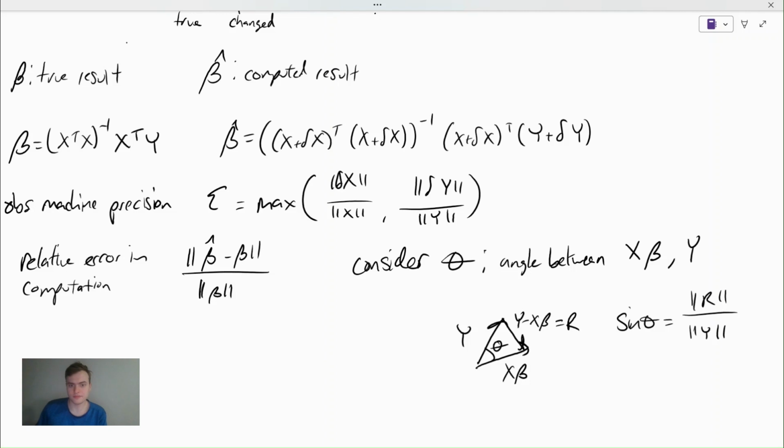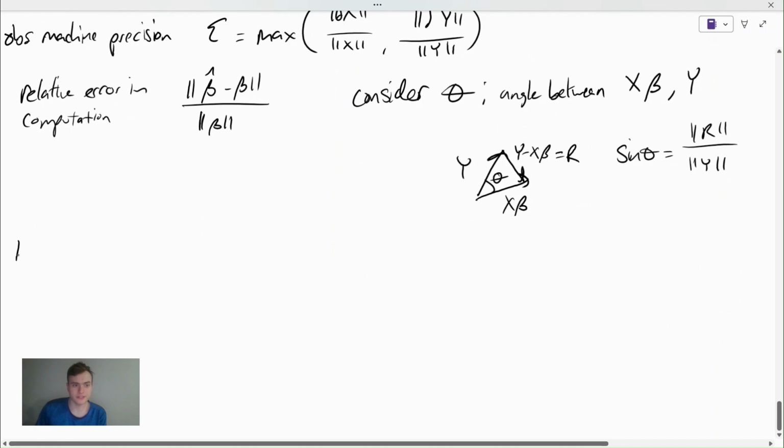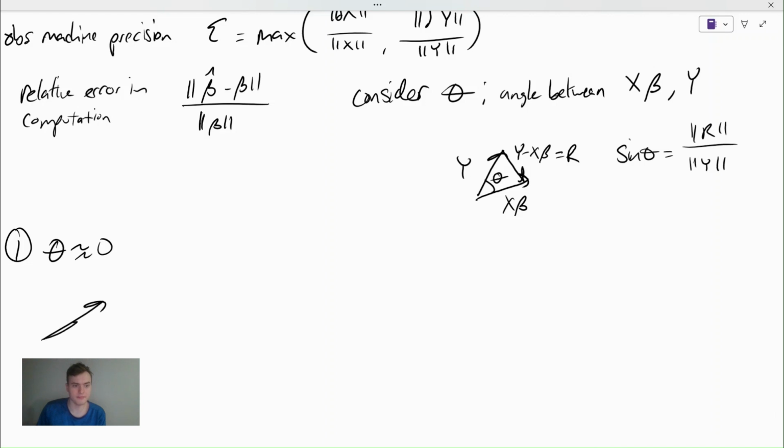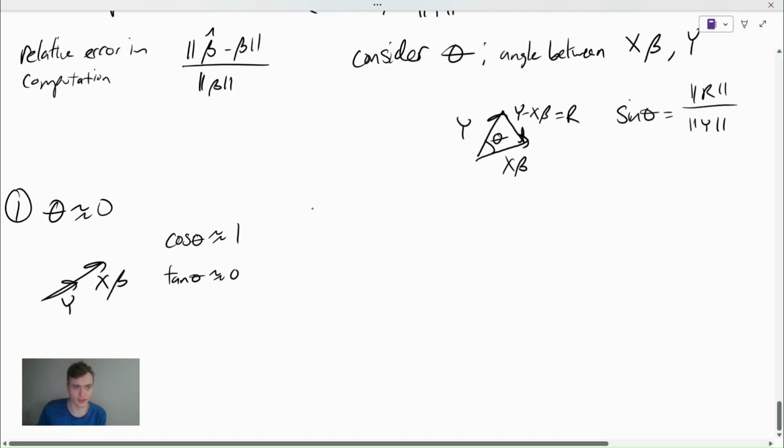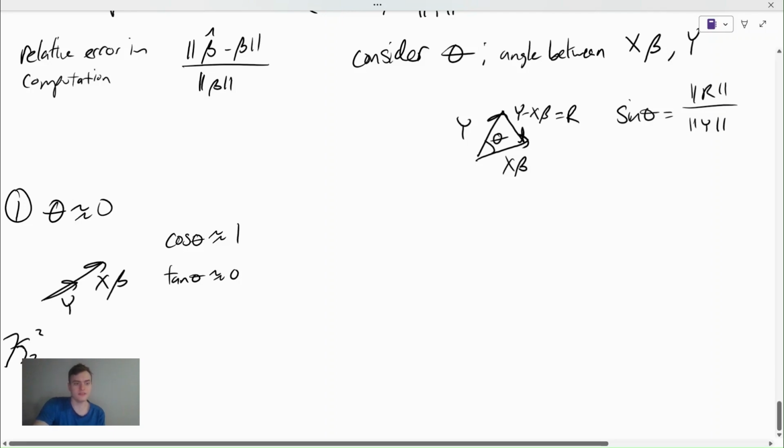And then to find a bound for the relative error, we're going to look at the three cases of theta. One, when theta is approximately 0, that means we have x beta and y approximately in the same direction. So cosine of theta is approximately 1, tangent of theta is approximately 0, and what is the bound in this relative error? Well, that comes down to linear algebra. We have something called the condition number. So, well, that's the condition number squared.